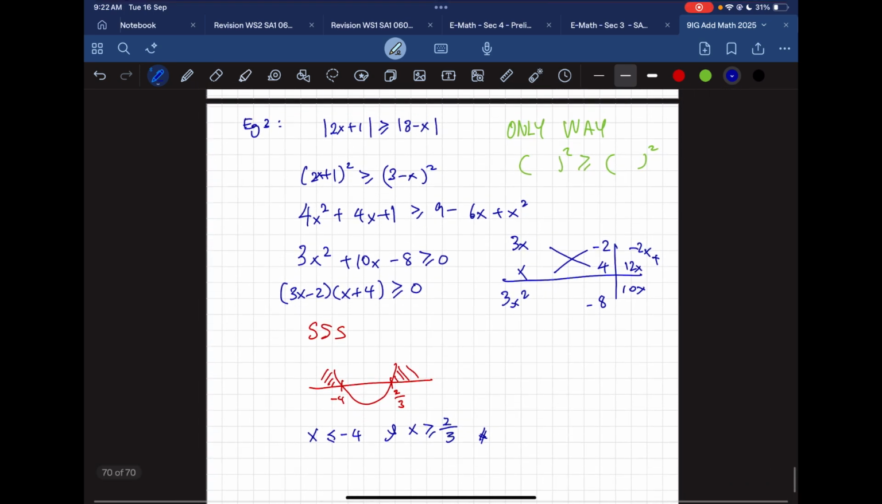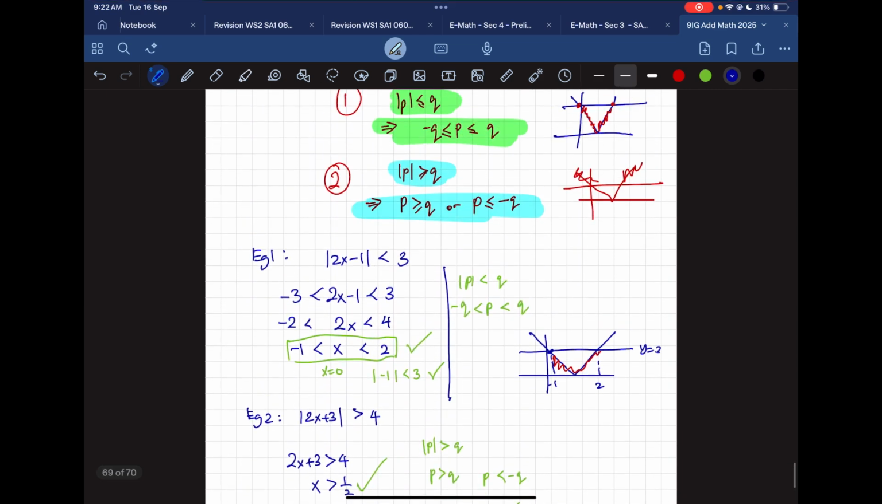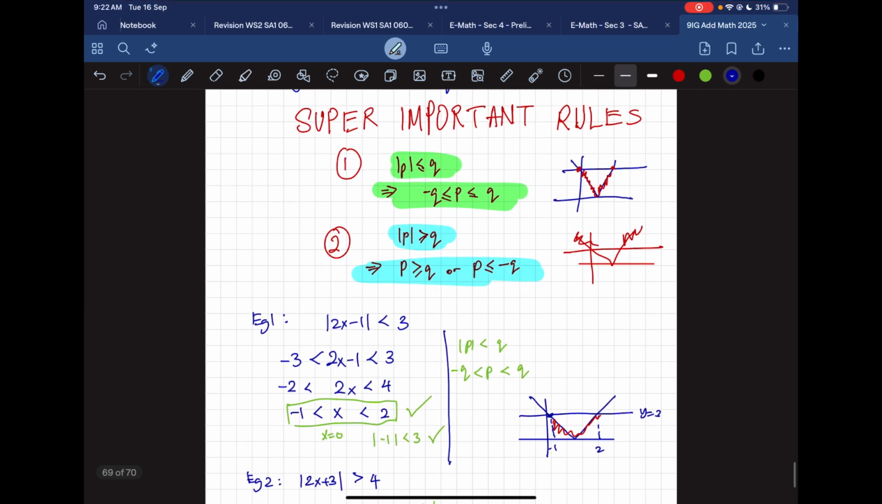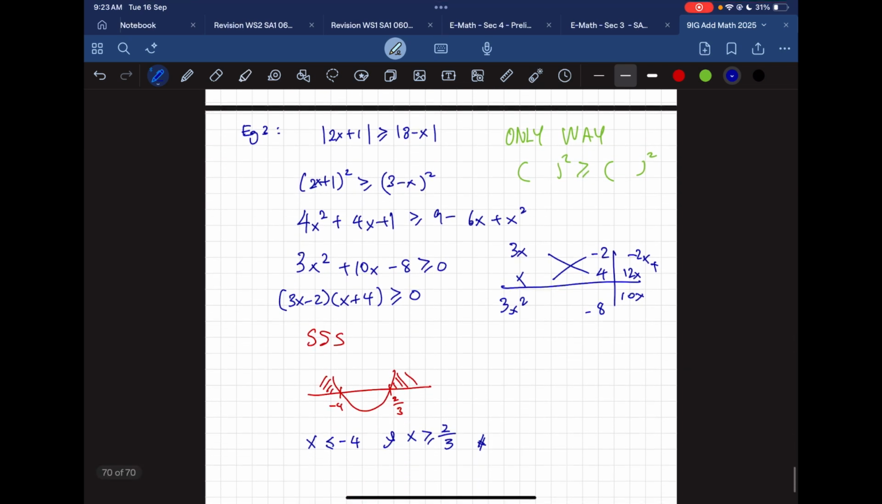All right, so I hope this is a good introduction to how you solve modulus inequalities. There are various methods. Especially for mod p less than q and mod p more than q, we will use the rules. And if there are 2 modulus in an inequality, we just want to square both sides. Essentially, you do have to check your answers. I didn't check here, but you should check and make sure that the range of answers is correct. Sometimes part of the range is wrong. It's always a good habit to check, and I should practice that.